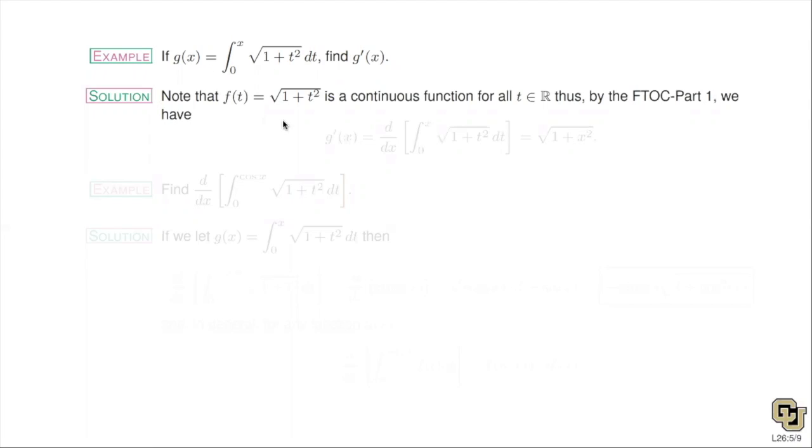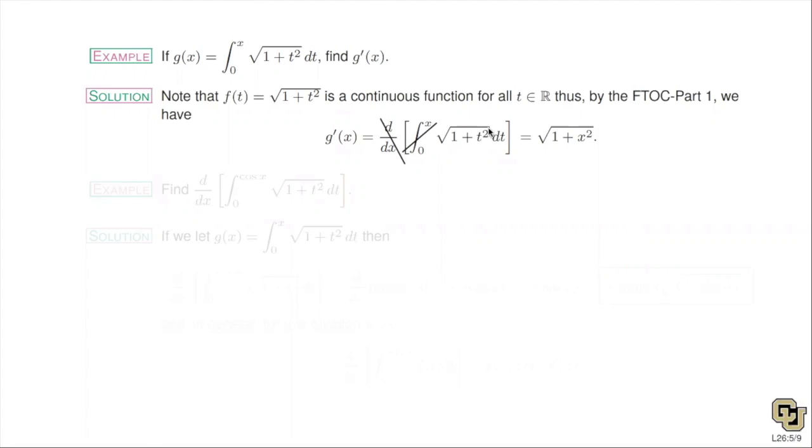Here, because the integrand is continuous, I can just directly apply the fundamental theorem of calculus. And it's really straightforward. There's literally no math here. All I'm doing is copying down the integrand and replacing the dummy variable with the actual variable x. So here, what you should see is that the derivative and the integral canceled each other out.